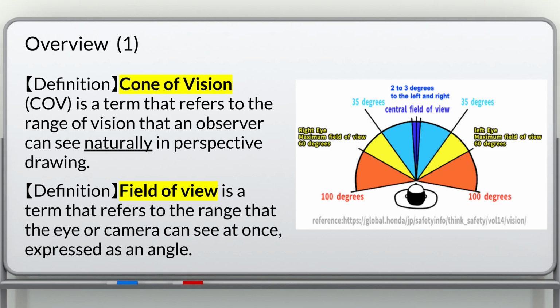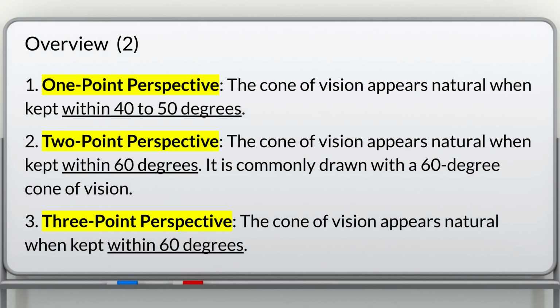Cone of vision is a term that refers to the range of vision that an observer can see naturally in perspective drawing. Field of view is a term that refers to the range that the eye or camera can see at once, expressed as an angle. For one-point perspective, it is recommended to keep the cone of vision within 40 to 50 degrees. For two-point perspective, it is recommended to keep the cone of vision within 60 degrees. For three-point perspective, it is also recommended to keep the cone of vision within 60 degrees.